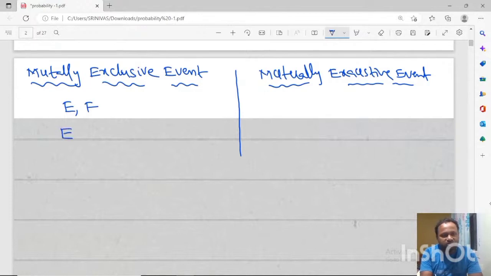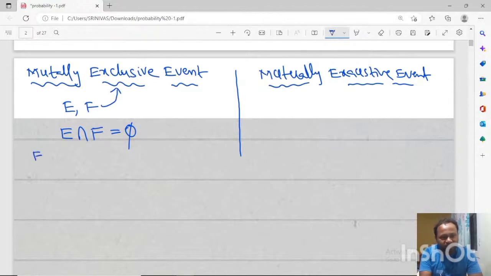Mutually exclusive means the intersection of the two events should be empty. Then we can say that those two events are called mutually exclusive events.